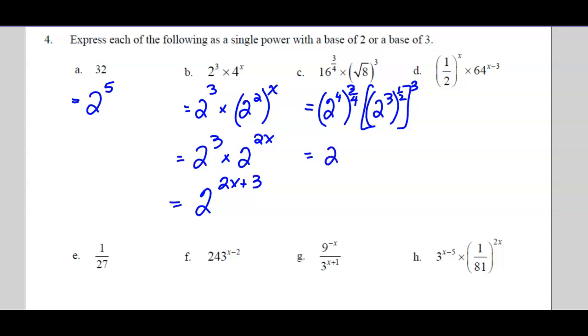So this becomes 2 cubed. This becomes 2 to the what, 9 over 2. And now add those exponents together. What's 3 plus 9 over 2? 15 over 2.